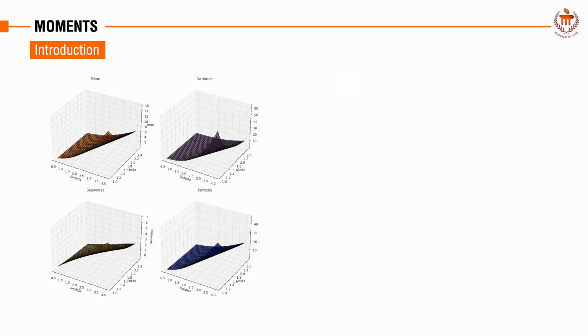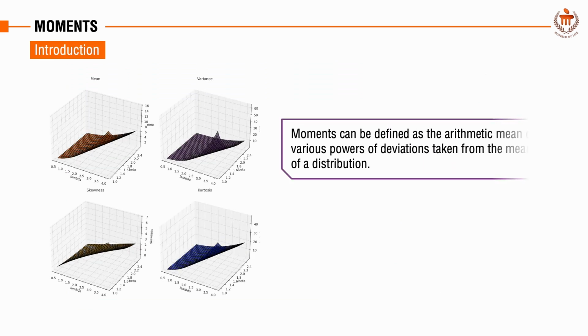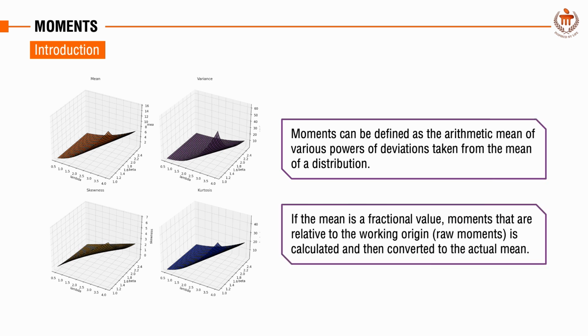So, discussing moments. Moments can be defined as the arithmetic mean of the various powers of deviations taken from the mean of the distribution. These moments are also called central moments. If the mean is a fractional value, then it becomes a difficult task to work out the moments. In such cases, we calculate moments about a working origin and then change them to moments about the actual mean, where the moments about an origin are known as the raw moments.